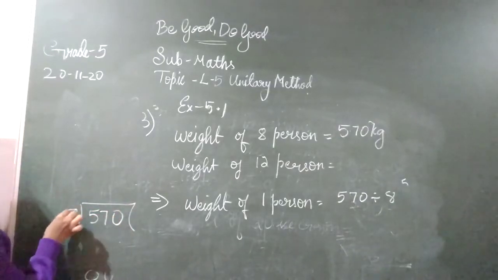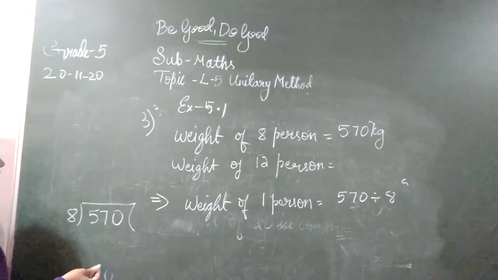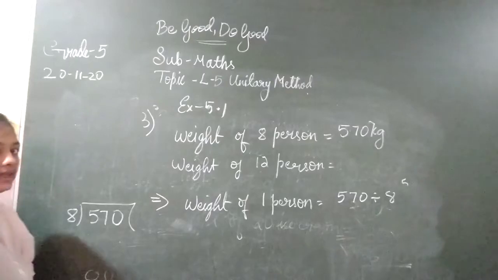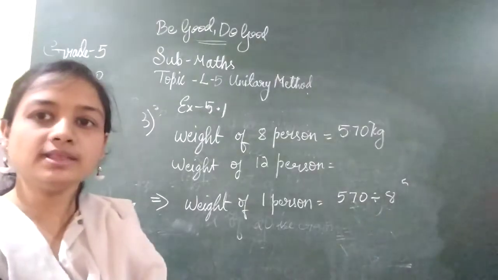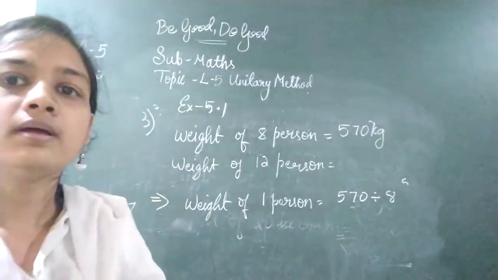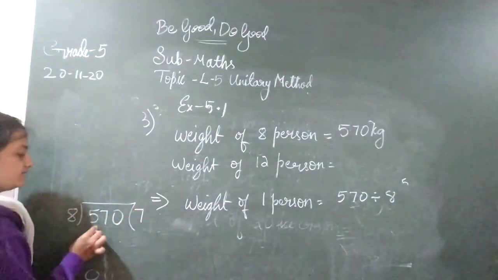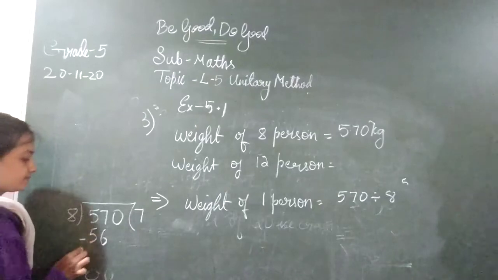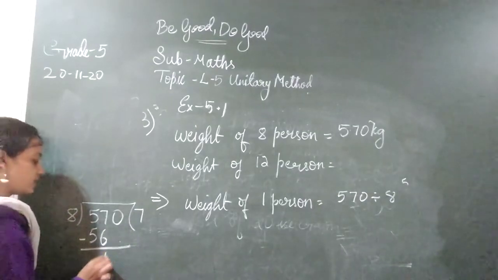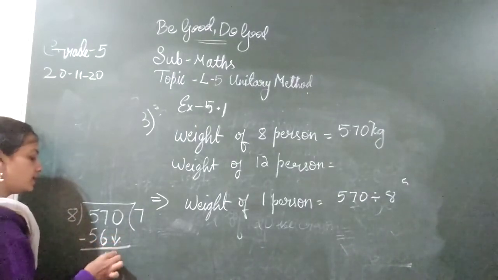570 with 8. So how do I get? 8 ones are 8. 8 twos are 16. So the 8 sevens are, we get 56. Then we subtract, we get remainder 1. Bring down 0.